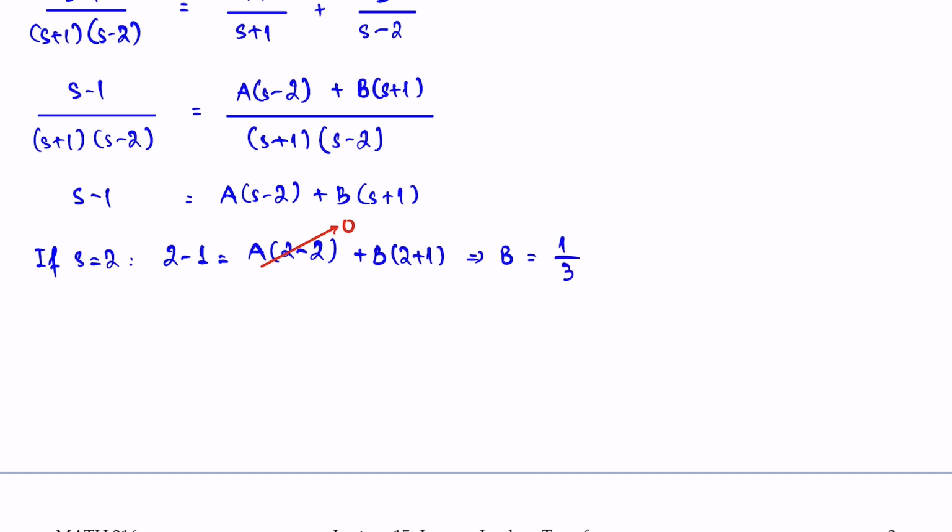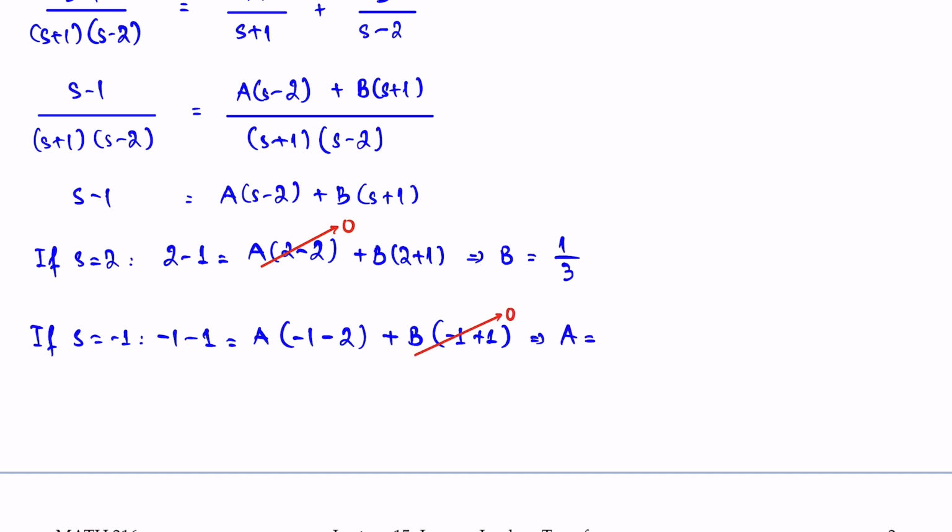And if s equal to negative 1, so you have negative 1 minus 1 equal to a times negative 1 minus 2 plus b times negative 1 plus 1. So this is 0, therefore this gives you a to be negative 2 over negative 3, or positive 2 over 3.